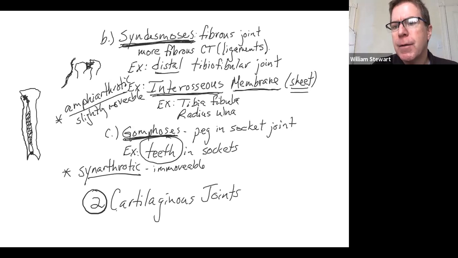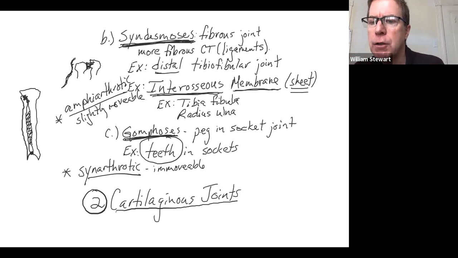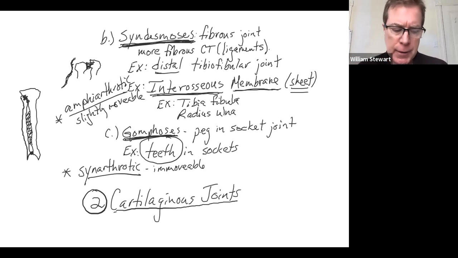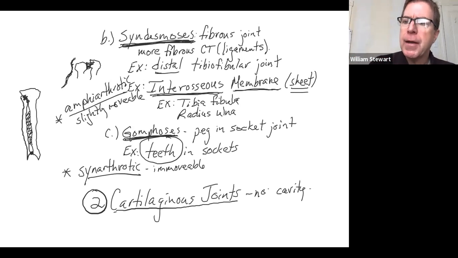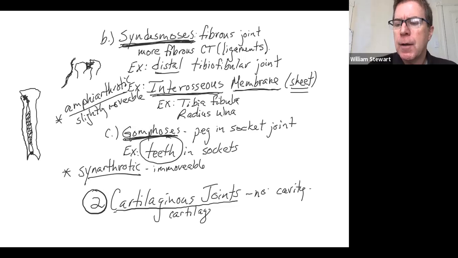They get their name because it's not dense, fibrous, irregular connective tissue joining the 2 bones. It's actually cartilage. So there's no cavity in these as well, but rather than dense, irregular, fibrous CT binding the 2 joints, cartilage is the material. I'm just going to write cartilage between bones.